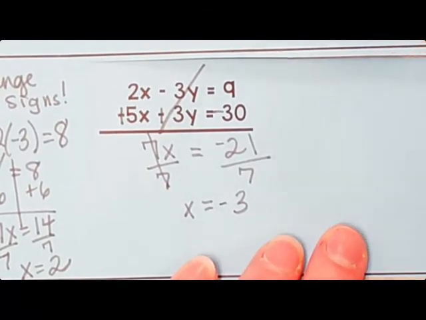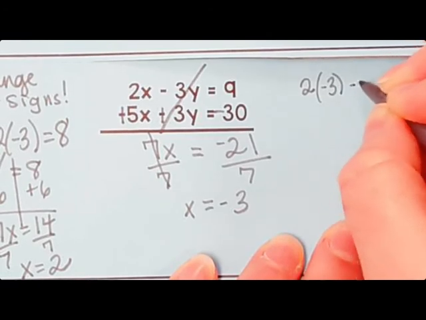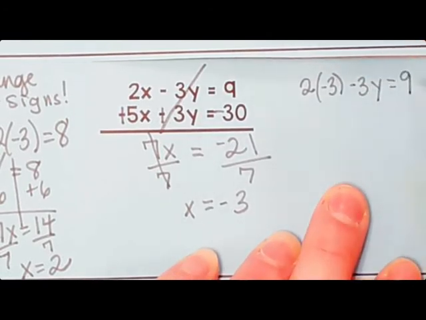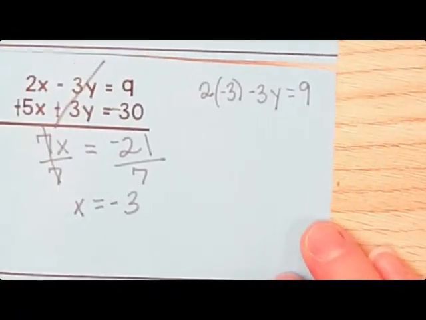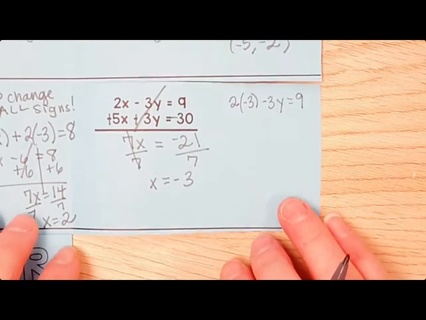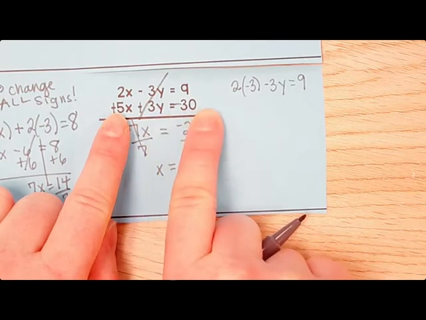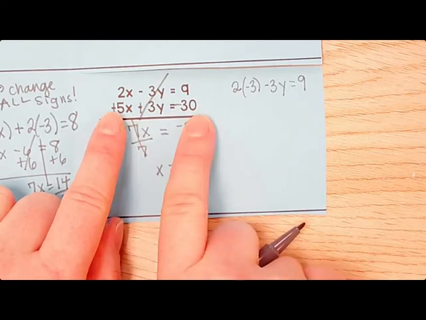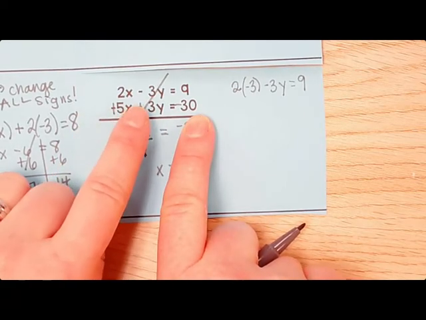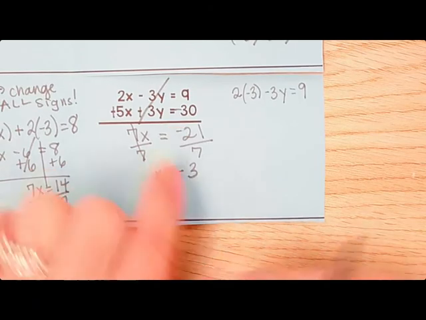So then we want to plug it into one or the other. Just flip the equation around. We're supposed to add the positive 5x plus 3y. It was negative -30. You've got to change the sign on all of them. So if this is negative, it becomes positive. Negative becomes positive. Positive becomes negative. It's negative because you got to change the signs.